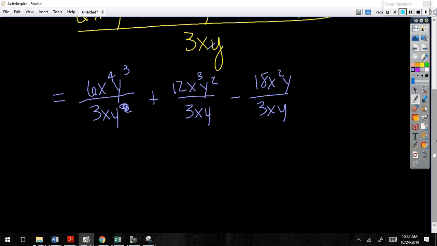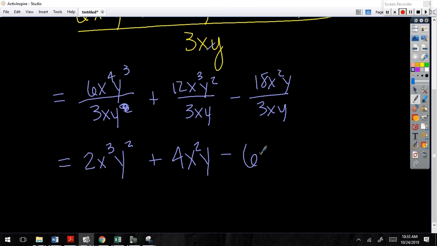This looks like what we did last night with our properties of exponents, right? 6 divided by 3 is 2. 4 minus 1, 3 minus 1. The denominator went away. That's convenient. How about the second one? Does everybody see what we're doing? How about the third one? Y to the 0, which is 1, which we don't have to include, right? Do you see how nicely this simplified down?